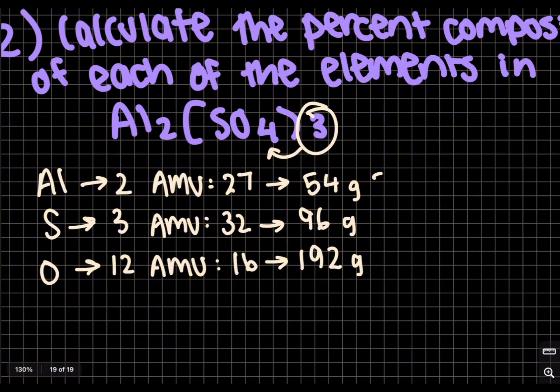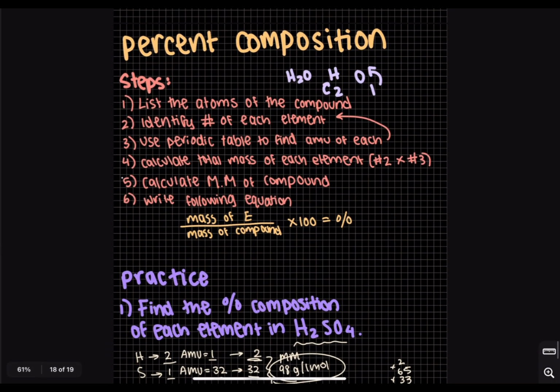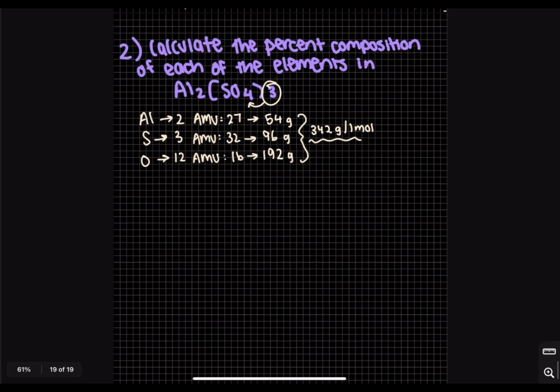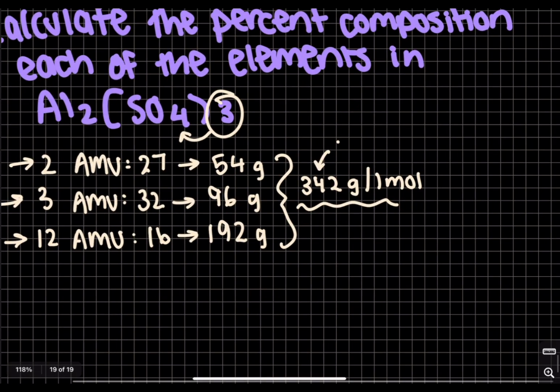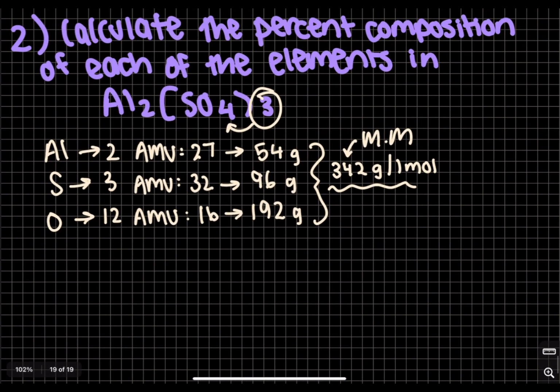Meaning that if I added all these numbers up, you would get the total molar mass, which is going to be 342, if I'm not mistaken, grams per 1 mole. So now, if I go back to my steps, I found out number 4 and I found out number 5 because I've calculated the molar mass. This is molar mass. Now, my last thing is to just set up the equations for each of my elements.